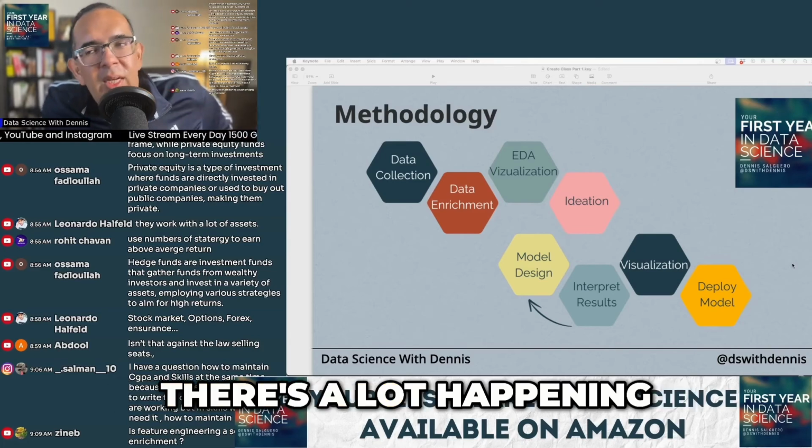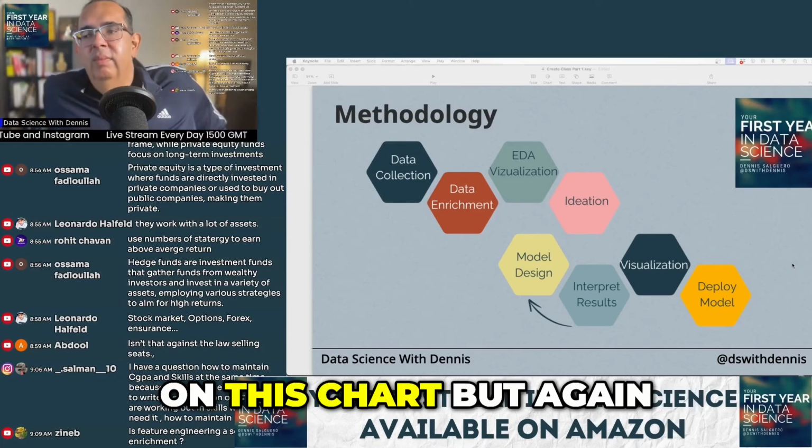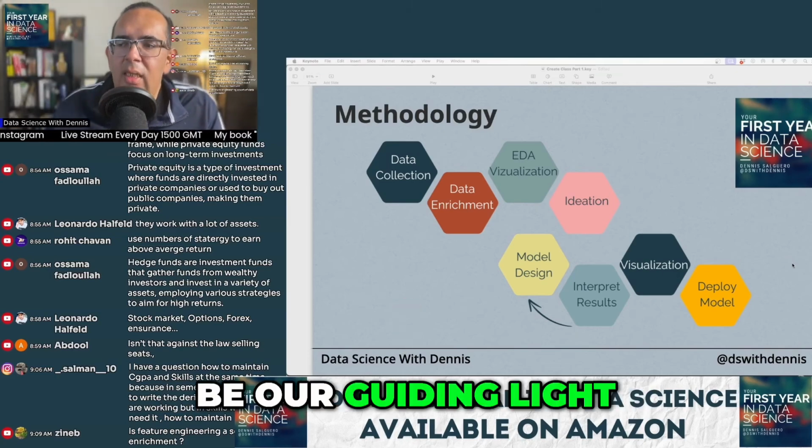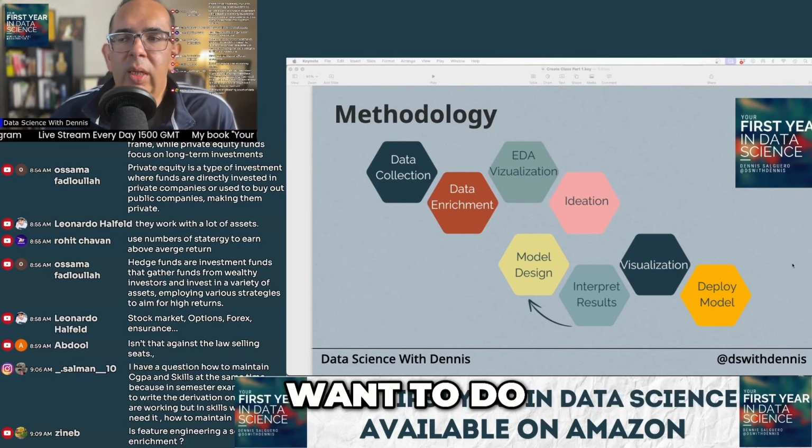There's a lot happening on this chart. But again, this is going to be our guiding light towards everything that we want to do.